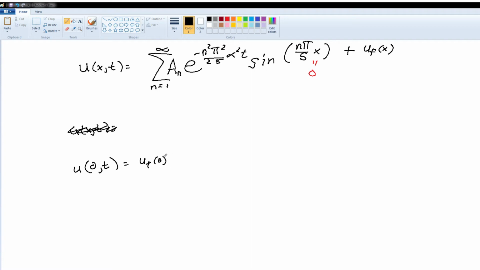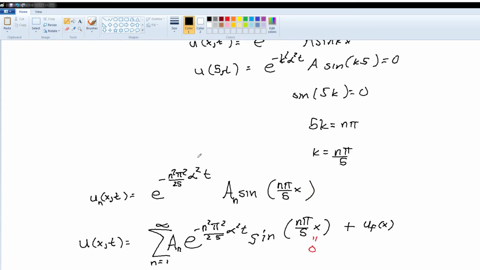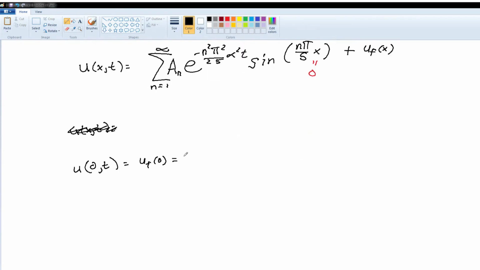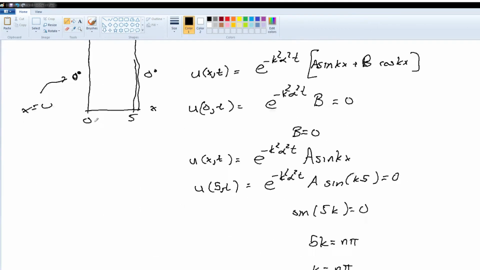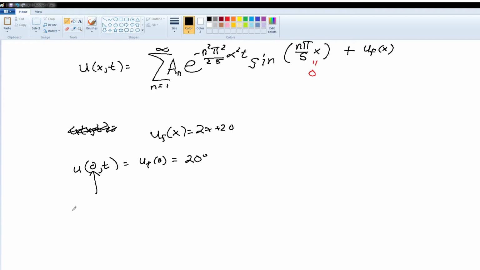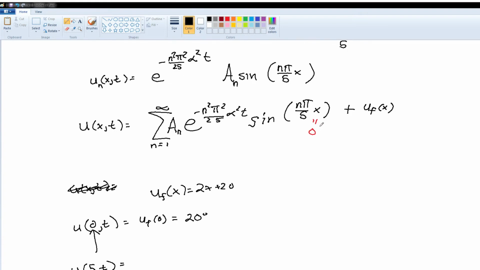So the steady state at position 0, and what was that? 2x plus 20. So the final steady state is 2x plus 20. But when x is 0, this just gives me 20 degrees, which is the correct left boundary condition that we started with. 20 degrees. Alright. And so what about the right endpoint? Well, when x is 5 at time t, once again, because x is 5, the 5's cancel, you get sine of an integer multiple of pi, which is 0, so again, everything in this sum just goes away, it goes to 0. And you're left with just the final steady state.